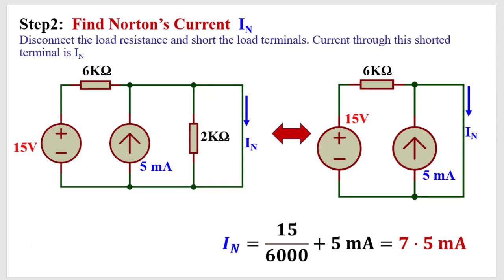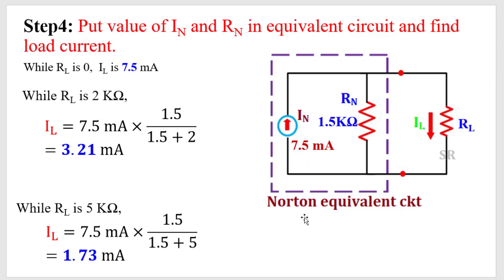Putting these two into the equivalent circuit, IN is 7.5 milliampere, RN is 1.5 kilo ohm. Now according to the question, I need to find the load current when RL is 0, 2 kilo ohm and 5 kilo ohm. When RL is 0 ohm, this is a short circuit path and this is the main current. This current has two paths. When this is the short circuit path, no current will flow through the other path, so IL will be the full current 7.5. So when RL is equal to 0, IL is 7.5 milliampere.